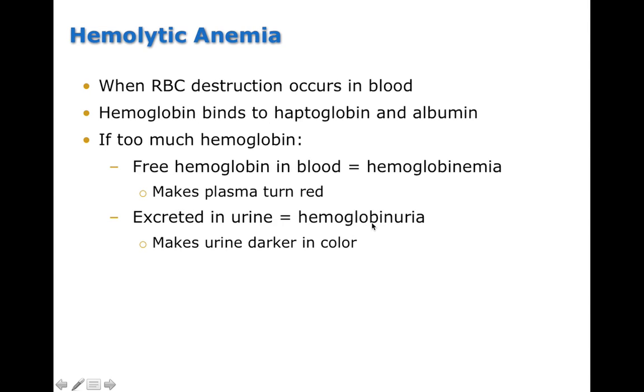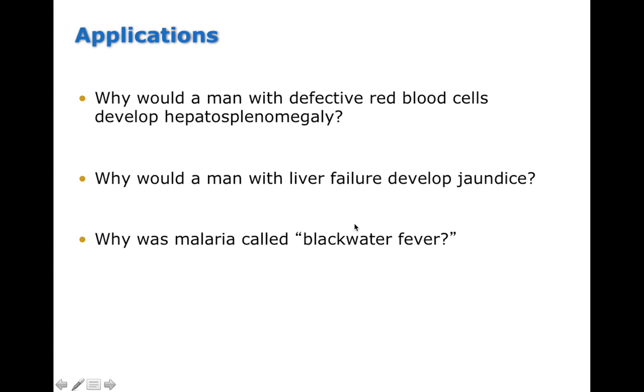And so if you find hemoglobin in the urine, it's hemoglobinuria, and it makes your urine a darker color. Like sometimes it's kind of brownish. It could also be kind of purplish depending on the content of hemoglobin. But this in itself can also lead to renal failure, because this puts extra stress on the glomeruli of your kidneys to transport all this excess protein out of blood and into urine.